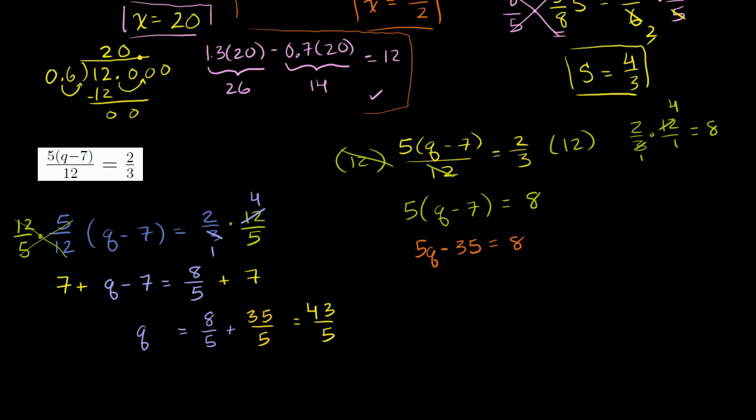Now, if I want to get rid of that negative 35, the best way to do it is to add 35 to both sides. I did that so that these cancel out. And I'm left with 5q is equal to 8 plus 35, which is 43. Now I can multiply both sides of this equation by 1/5, which is the same thing as dividing both sides by 5. And these cancel out. You get q is equal to 43 over 5.